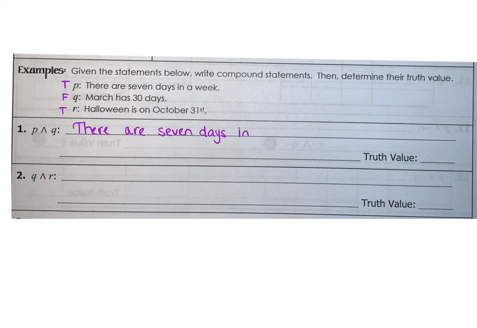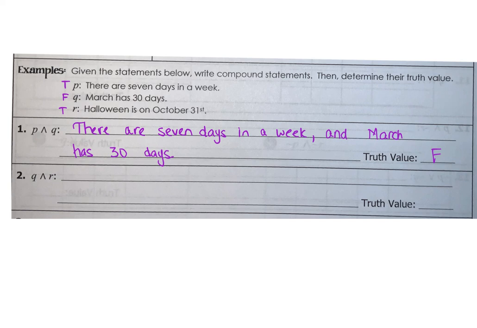And then we are going to write our conjunction, which is what? And or? This is an and. So we have comma and. And then we're going to write our second one, which is Q. March has 30 days. Now, this is an and, which means both pieces have to be true. Are both pieces true? No. So that means this entire sentence is false.